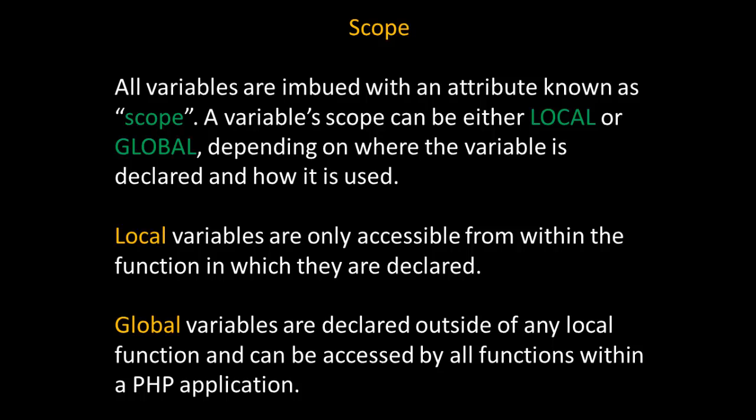All variables are imbued with an attribute known as scope. A variable's scope can be either local or global depending on where the variable is declared and how it is used. Local variables are only accessible from within the function in which they are declared. Global variables are declared outside of any local function, and therefore can be accessed by all functions within a PHP application.